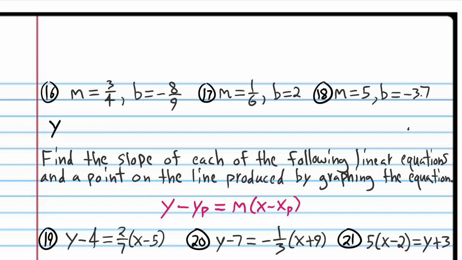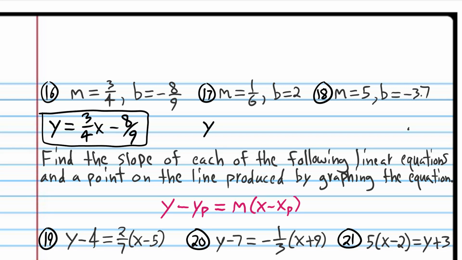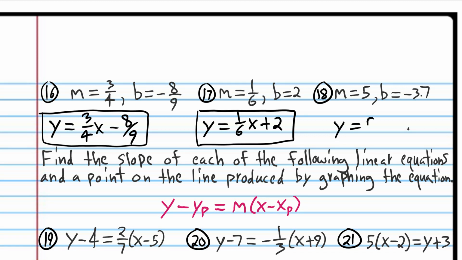All right, we're back. Y is equal to 3/4 x minus 8/9. If you got the right answer on that one, good job. Y is equal to 1/6 x plus 2. You can also write that as x over 6. It's the same thing. So if you got the right answer on that one, good job. And y equals 5x minus 3.7. If you got the right answer on that one, good job.